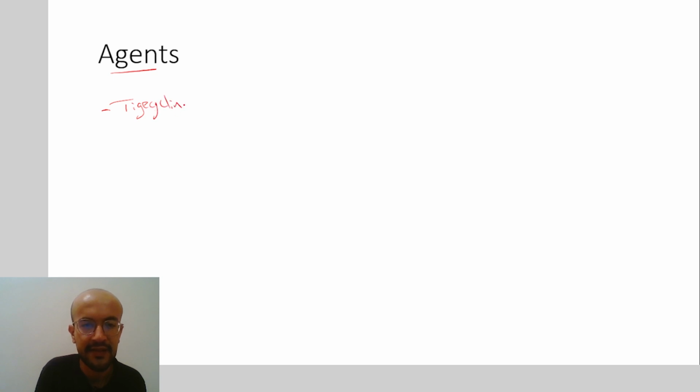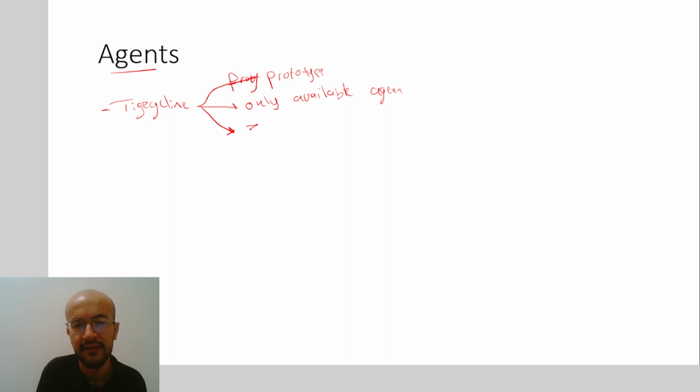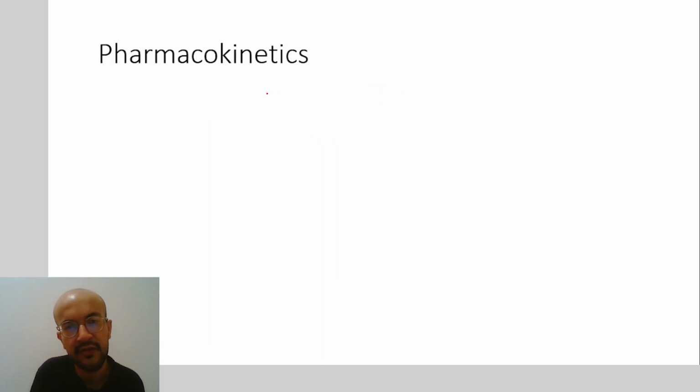It is the prototype and the only available drug. So prototype glycylcycline, the only available agent, and has a half-life of 36 hours. So let's talk about the pharmacokinetics of the glycylcyclines.